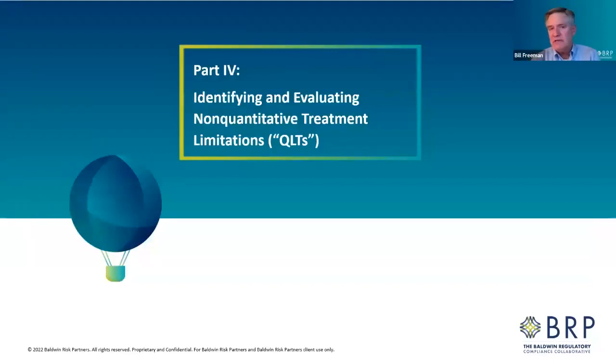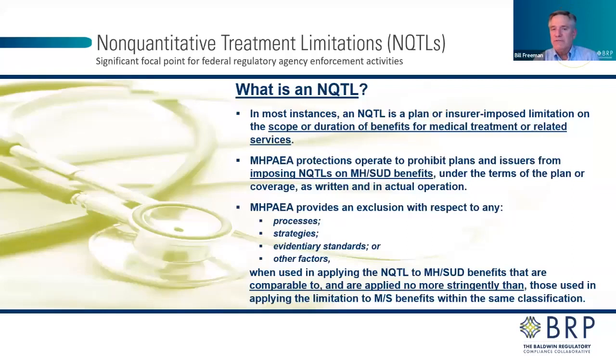So let's talk about the non-quantitative treatment limitations, or NQTLs. And these are a little more difficult to understand. An NQTL is a plan-imposed limitation on the scope or duration of the benefits and treatment related to the services. So these are things that you don't necessarily see when you look at the plan. You have to dig in and get into the data.